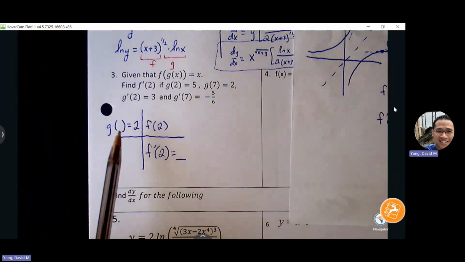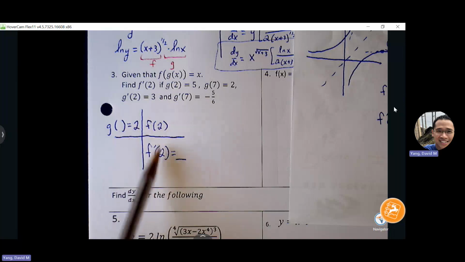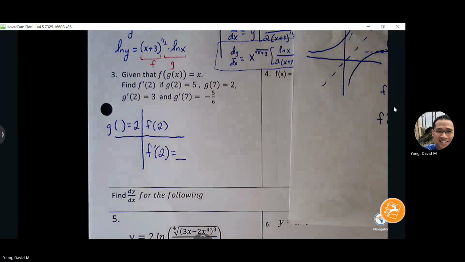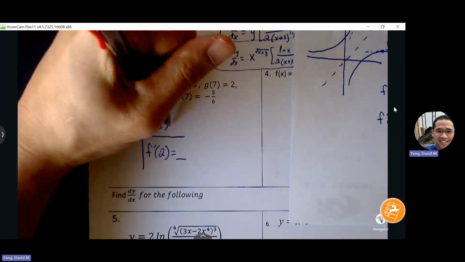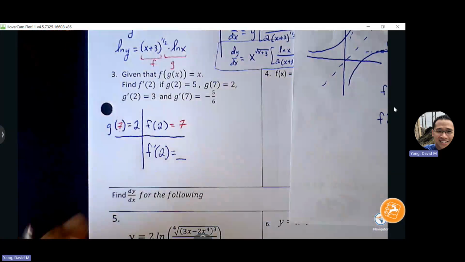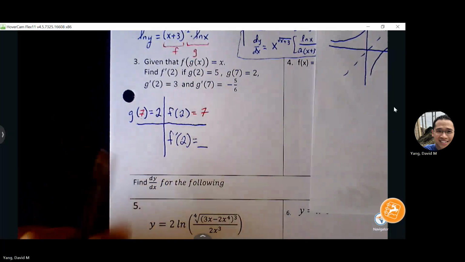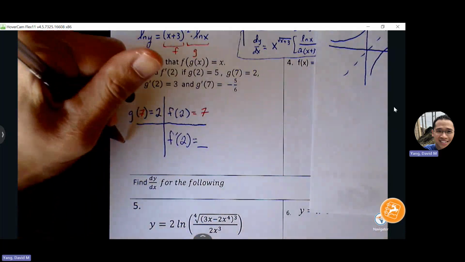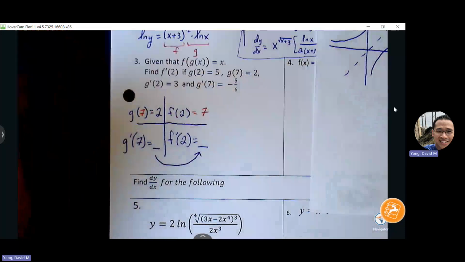So we need something that will allow us to fit into here. There's some extraneous information that we're not going to need, but what ordered pair will fit into this chart that we've established? G of what equals 2? G of 7. So if G of 7 equals 2, then we know there's an ordered pair on the f graph that's (2, 7), right? So there's our ordered pair relationship between f and g. So if I can find g prime of 7, then that slope will lead me to f prime of 2.